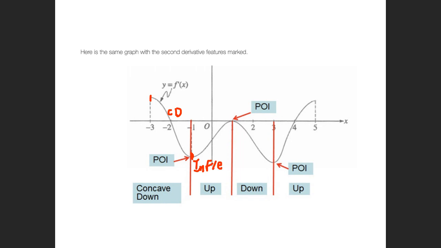Now it has positive slope between -1 and 1, so it's going to be concave up. Then it's going to be concave down here, concave up. Point of inflection, because it changes from positive to negative or negative to positive. So given a derivative graph, there is so much information that we can tell from that derivative graph.